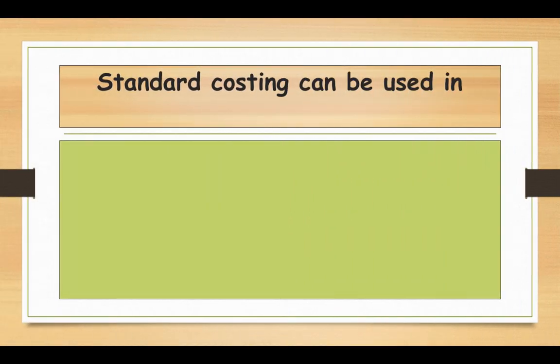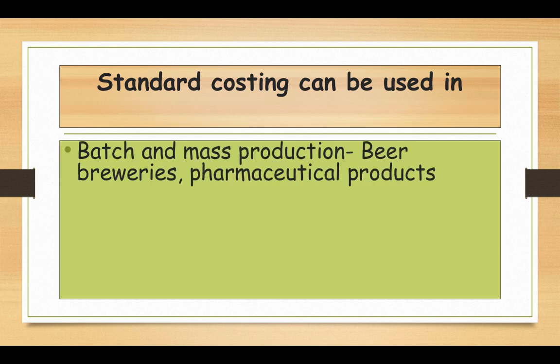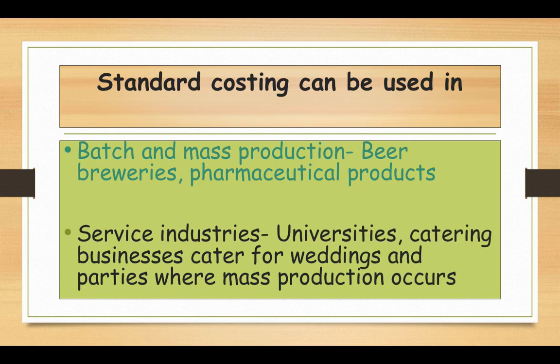Here we're going to see where we can use standard costing. Where we do batch or mass production, like beer breweries or pharmaceutical products, we can use standard costing. In service industries as well, such as universities, if they offer the same course, they can set the standards, or catering businesses that cater for weddings and parties where mass production occurs, they can use standard costing.